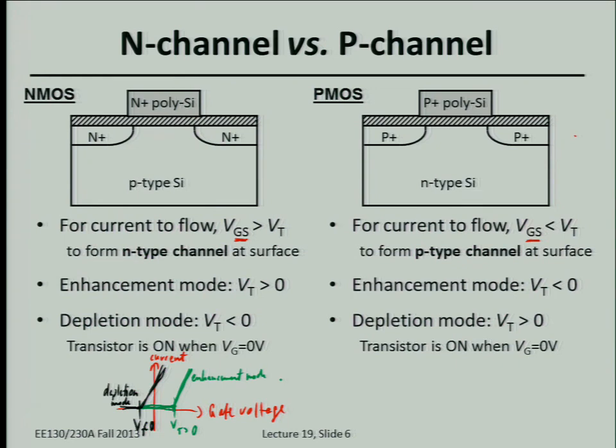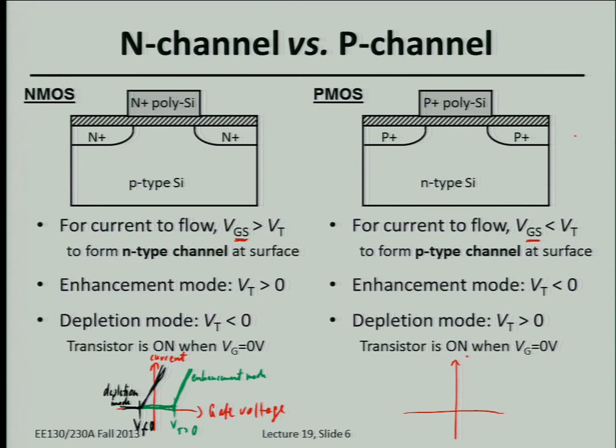So the bottom line is depletion mode is normally on, and enhancement mode is normally off. Normally means when no voltage is applied. Okay? So we have the same analogy for the PMOS.